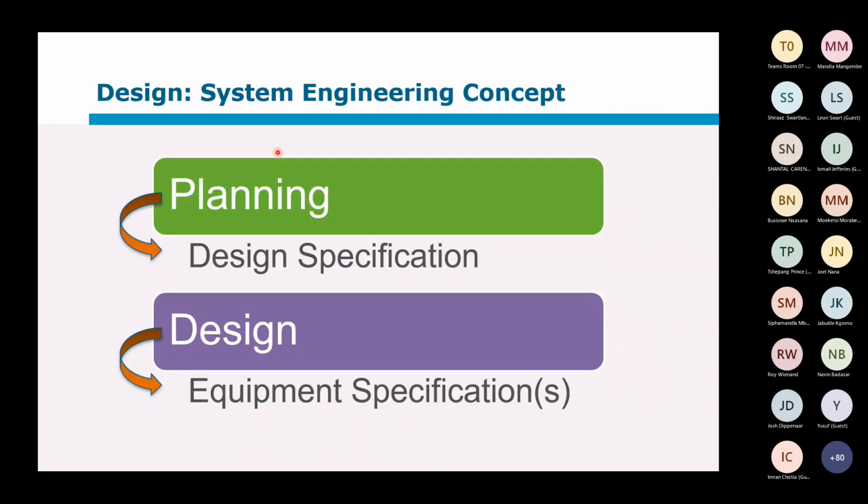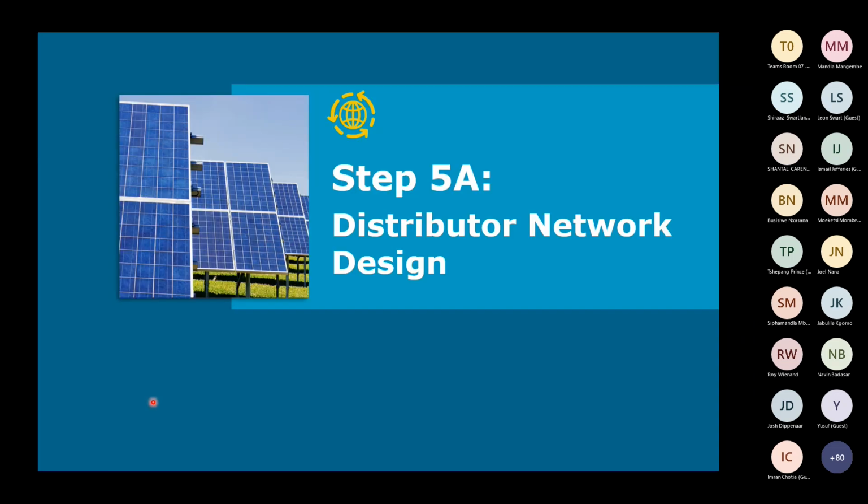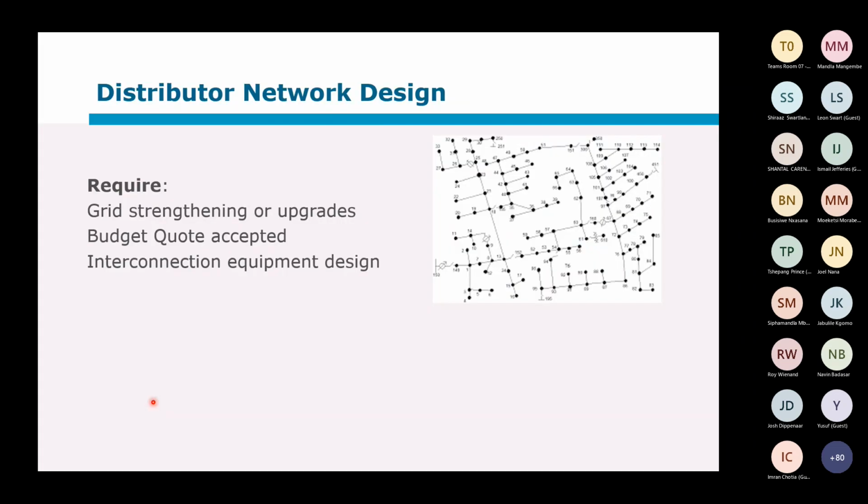Now, sometimes I think people get lost, and when I was much younger, I was also not sure about the difference. Now, recently, I've learned a little bit about the system engineering concept. So in essence, planning just tells you what you need to design. So from a system engineering concept, planning is the process by which you get to your design specification. And the design process is how you get to the equipment specifications. So let's first just look at the distributor network design.